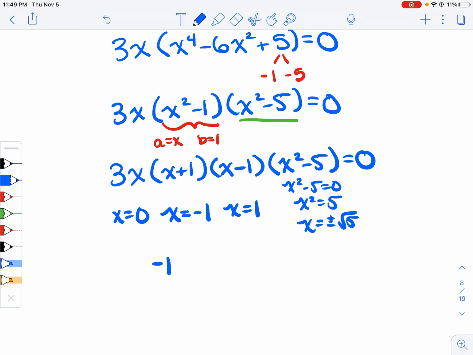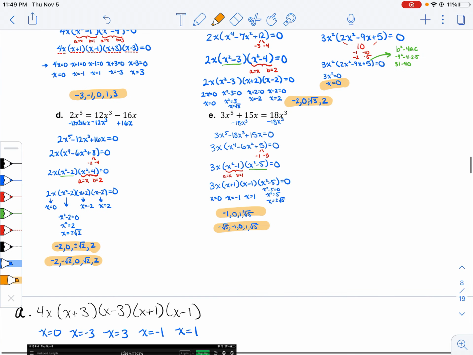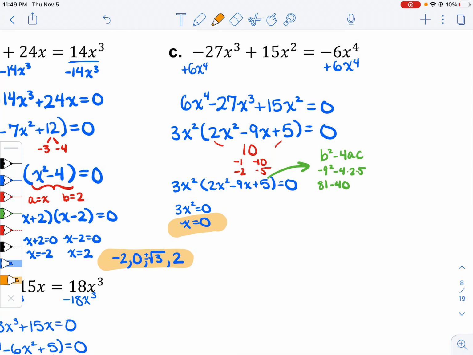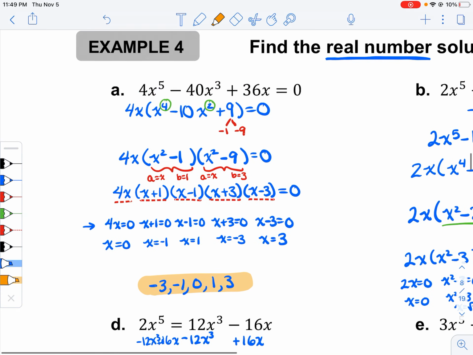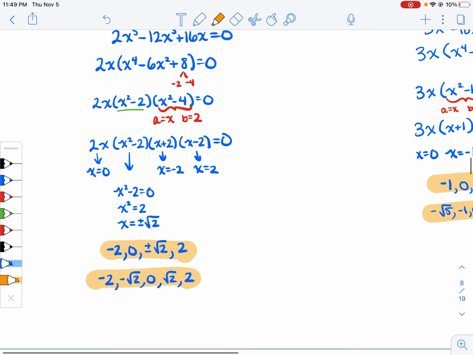So my final answer would be negative 1, comma, 0, comma, 1, comma, plus or minus square root of 5. Or you could write it negative square root of 5, comma, negative 1, comma, 0, comma, 1, comma, square root of 5. Either way would work. So this is what you're going to do for this last homework assignment. If you have any questions about it, let me know. And then, like I said, it shouldn't have any where you come across something like this. It should look more like either example 4A, where it has all nice looking solutions, or you might have some square roots in there.